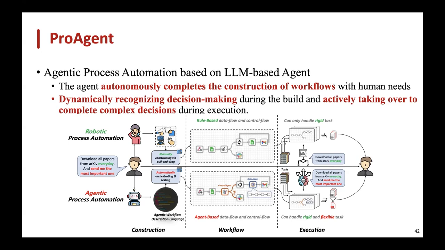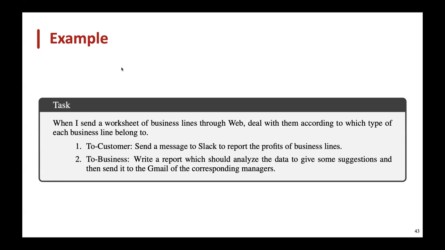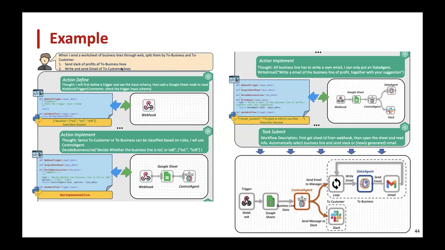step in to handle the dynamic decision making and dynamic execution. So here we present a typical commercial scenario where a business department manager seeks to extract diverse business line data from Google Sheet. Upon identifying a business line to a customer, a message is dispatched to the Slack channel. In the case of a business line to business, an email is then sent to the respective manager, encompassing an assessment of the business line and a concise overview of its profitability. So this example showed a capability achieved through the interaction of workflow and agent.